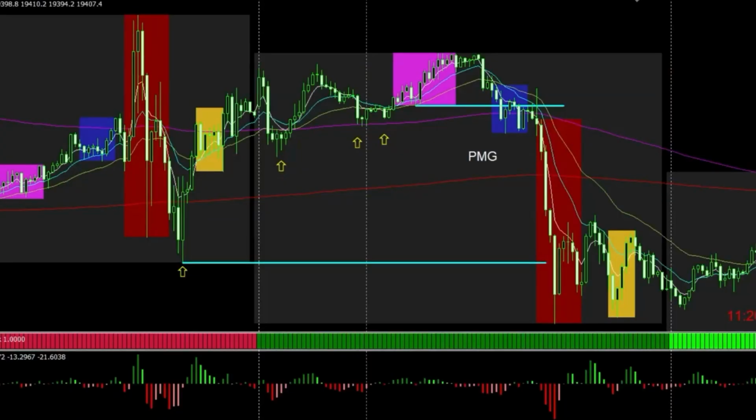In this example, we see how price created several swing lows as identified by these arrows. Then once price broke structure, it retraced back up and then took out all of these swing lows. This, in essence, is the pivot machine gun.